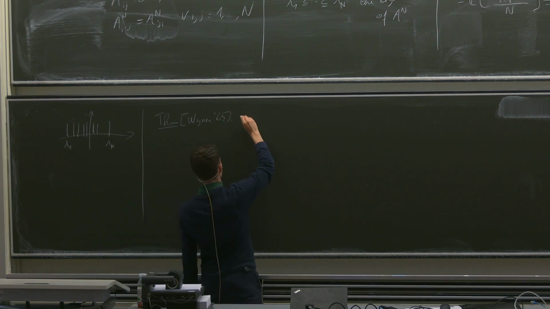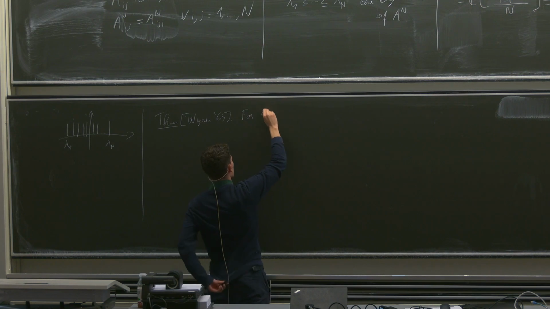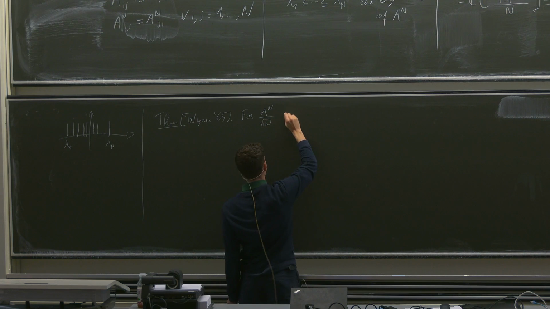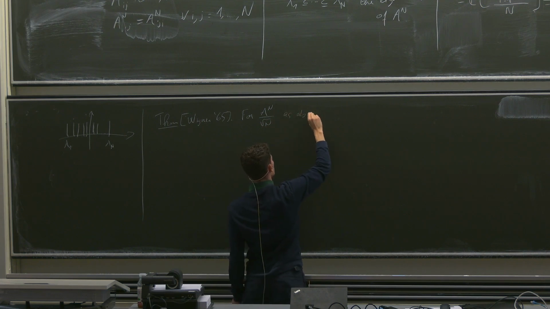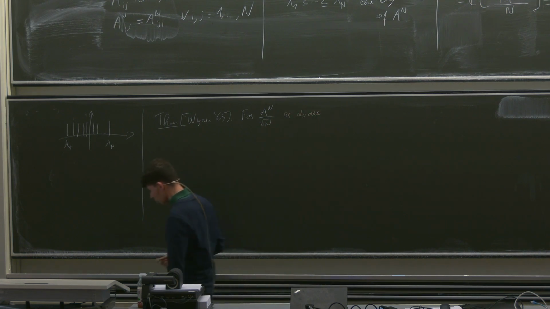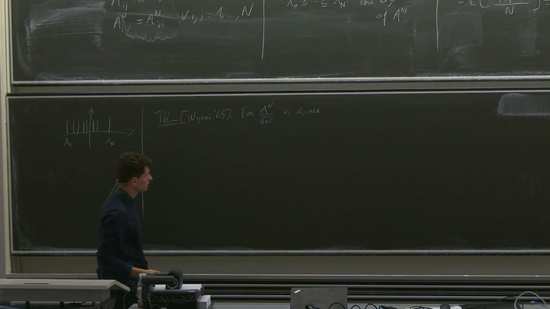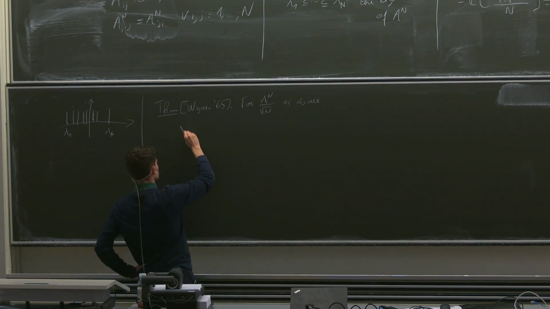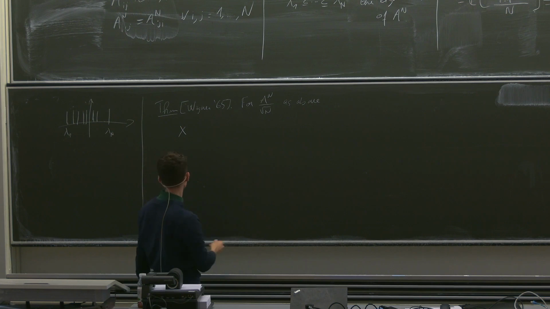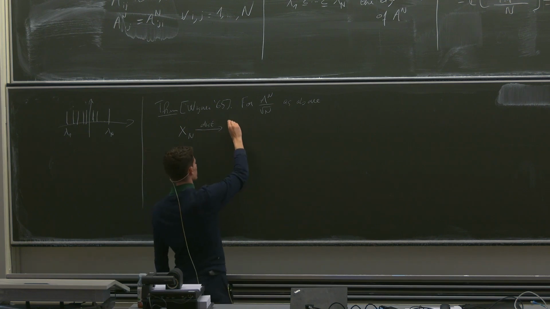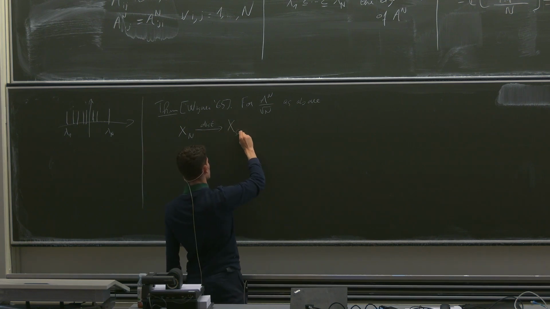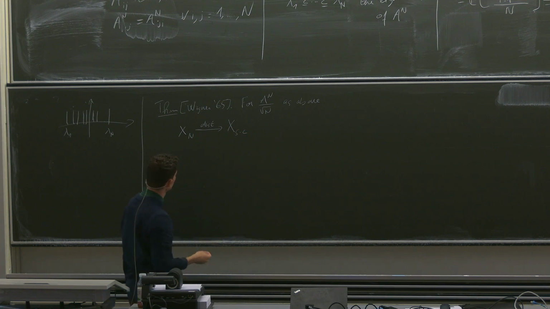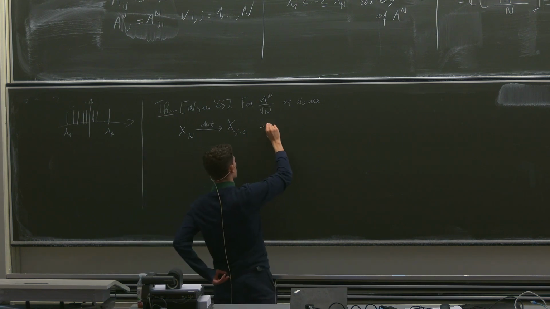So for A_n divided by √n as above, then we have that X_n, as I defined, this random variable X_n, goes in distribution to some random variable, which I'm going to call X_SC, and SC stands for semicircle, as n goes to infinity.